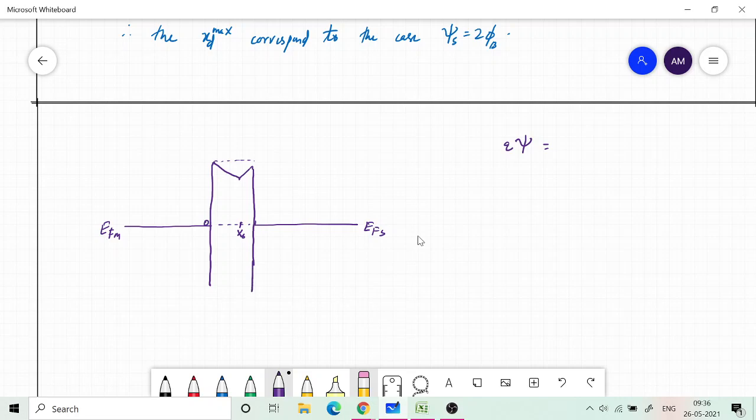Okay, same thing happens here also. The valence band in the insulator will go down and then it will come up. Okay, so this is how the insulator valence band looks. So this is your EV of the insulator, and then this is your EC of the insulator.